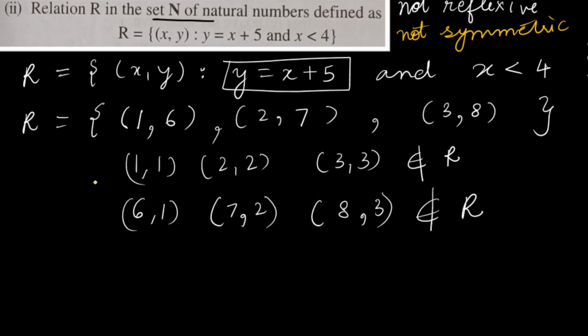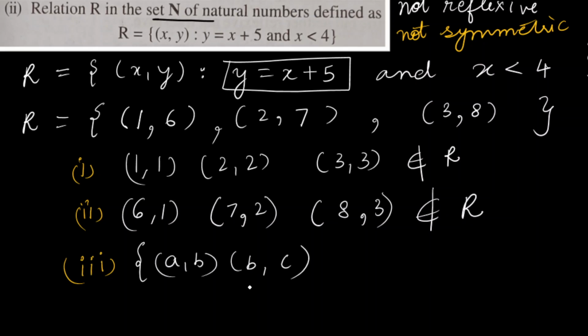Let's check for transitive now. So this is the first one, this is the second one, and this is the third one. Now you can see here I have these ordered pairs, 1 comma 6, 2 comma 7 and 3 comma 8. Here you can see these elements and these elements are not at all matching, right? For transitive, I hope you remember, if I have a comma b and b comma c, then I should have a comma c as well.